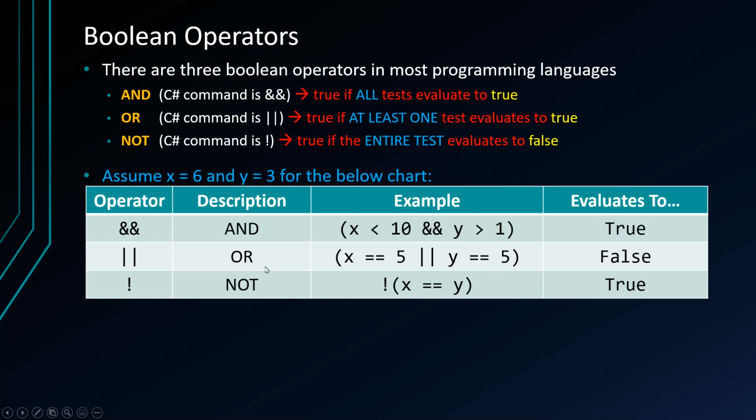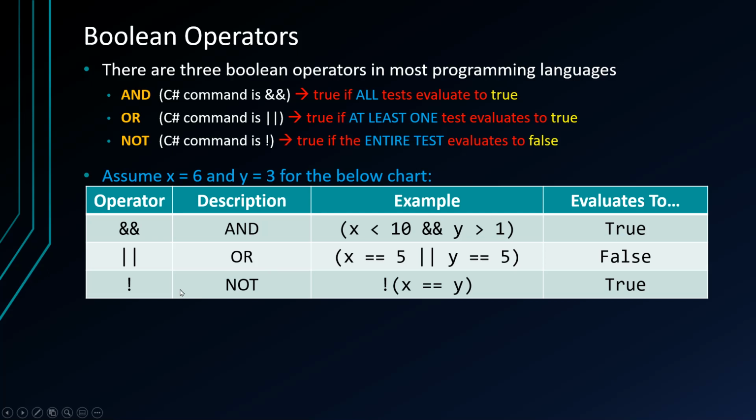How about OR? Is x exactly equal to 5? No, it's not. Is y exactly equal to 5? No, it's not. So it failed. If I had changed this to is y equal to 3, well, that whole statement would then be true because at least one needs to be true.